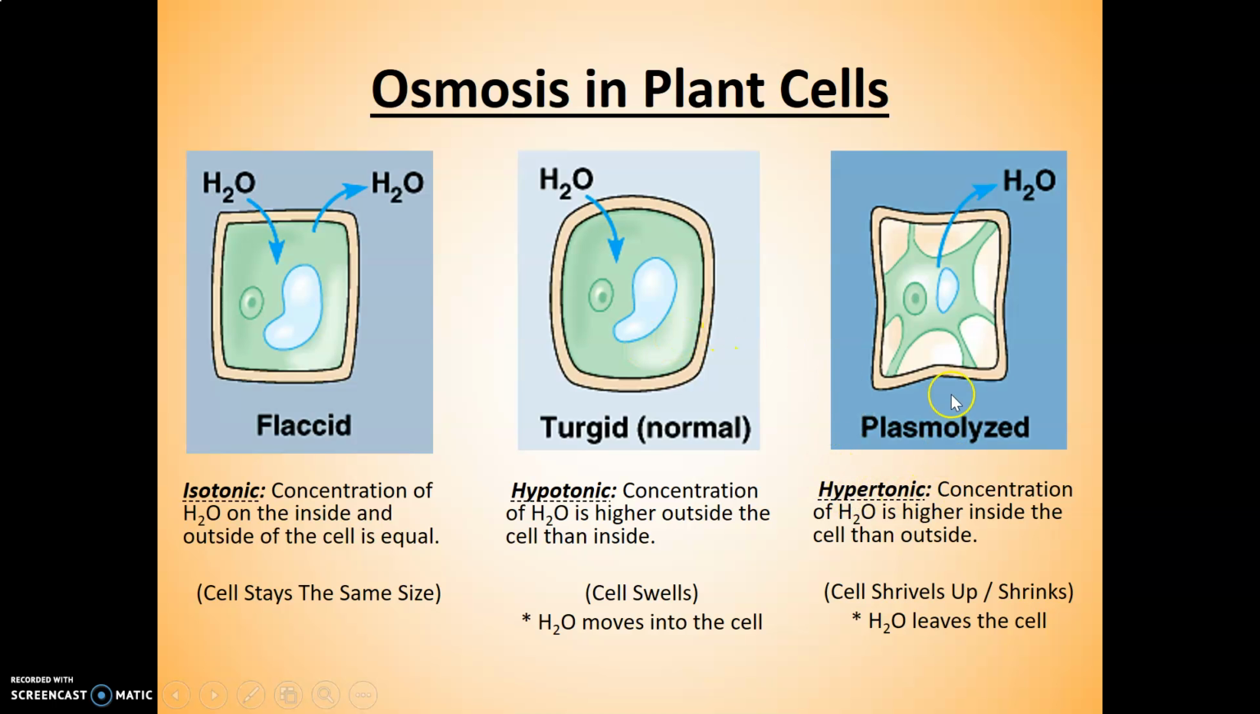Hypertonic is where you have more water inside and not as much outside. So the water is going to move from inside the cell to outside the cell. And what happens is the cell is going to shrivel up and shrink. Now, because this is a plant cell, this cell wall isn't going to move. The actual cell membrane is going to pull apart from the cell wall, and all the inside is going to shrivel up.